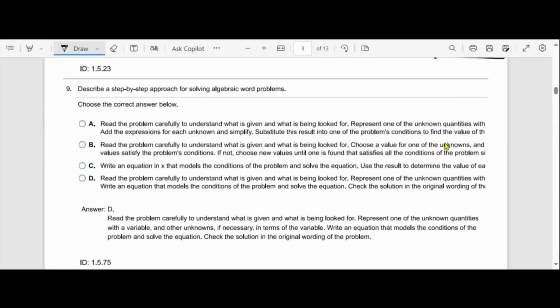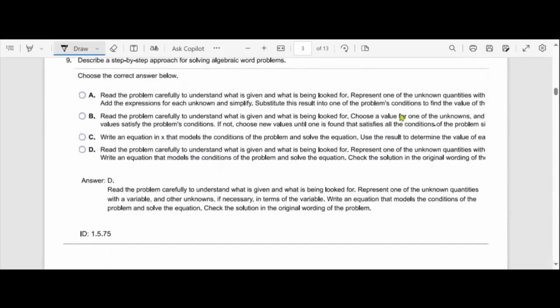Yeah, go ahead. Okay, number 9. Describe a step-by-step approach for solving algebraic word problems. Choose a correct answer below. Read the problem carefully. Okay, A. Read the problem carefully to understand what is given and what is being looked for.